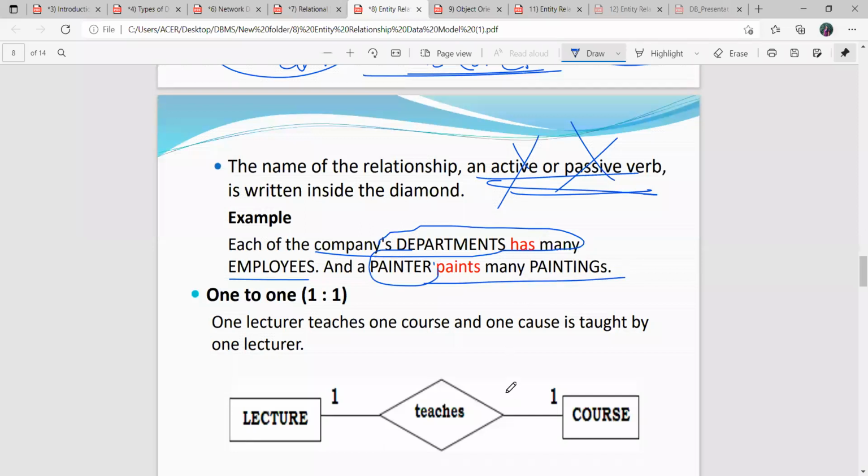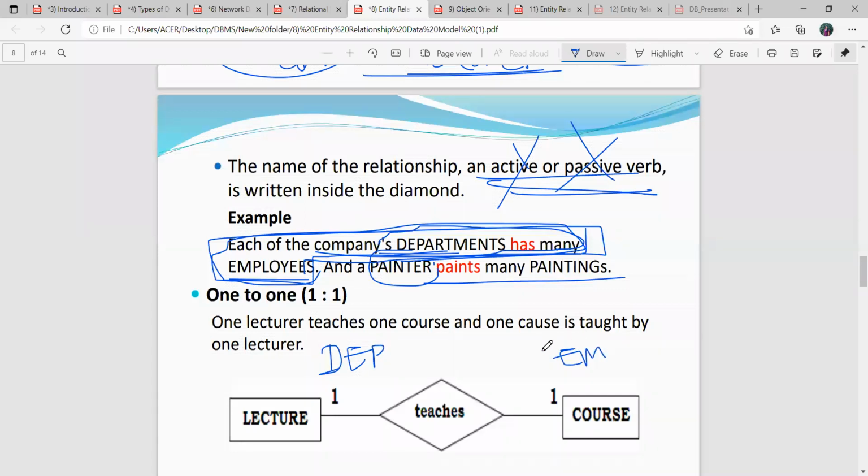So before moving to one-to-one, one-to-many, and many-to-many, that means type of relationship, can you identify the entities in this first sentence? What are the entities in these sentences? Department and employees. I'm going to write it as dep and the employees. So we can use rectangular shape to indicate these two entities.